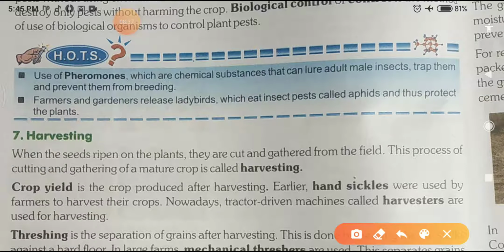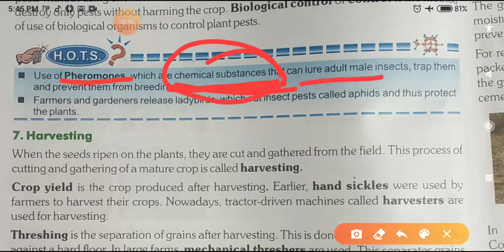Students, here you will see pheromones are one kind of chemical substance. The function of this chemical substance is that it can attract adult male insects and trap them. Lure means attract adult male insects, trap them and prevent them from breeding, meaning mating. Pheromones are one kind of chemical substance. It is very useful, we can use it in the crop fields to protect our crop plants.